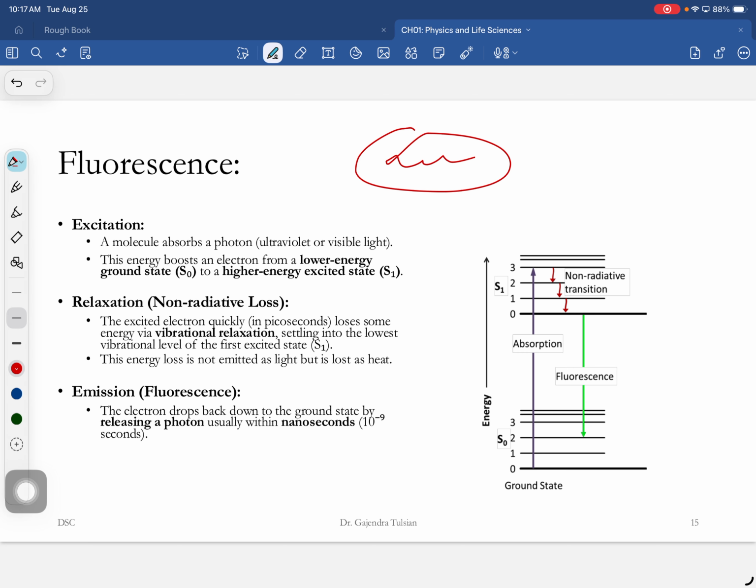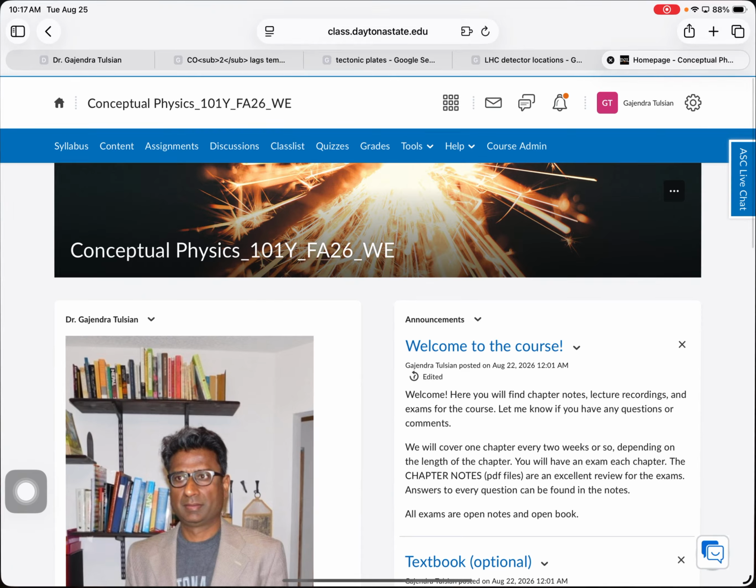A photon is a light particle. The energy of a light particle is h, the Planck's constant, times the frequency of the light. UV light has higher frequency and it has higher energy. Visible light has lower frequency than UV light and it's less energy. Infrared light has less energy than UV light and visible light. Okay, so let me show you the electromagnetic spectrum.